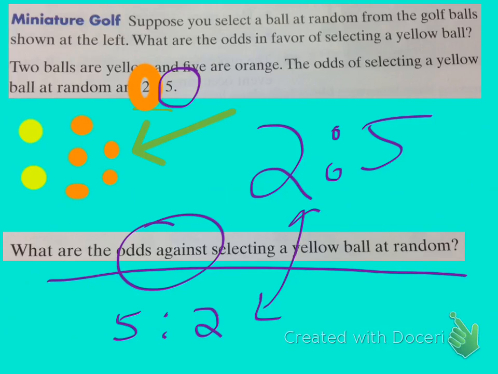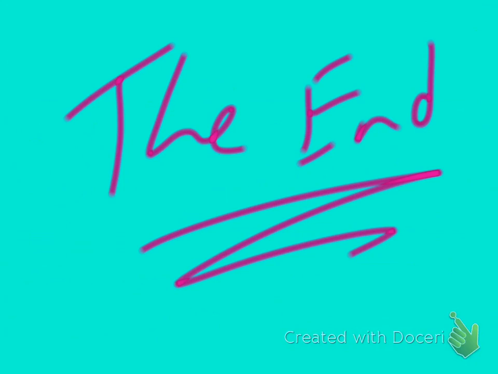And that's what we're going to be doing in class tomorrow. We're going to be talking about theoretical, we're going to be talking about experimental, and we're going to be talking about odds against and odds for. And I can't wait to see you tomorrow because we're going to start doing some of these probabilities.